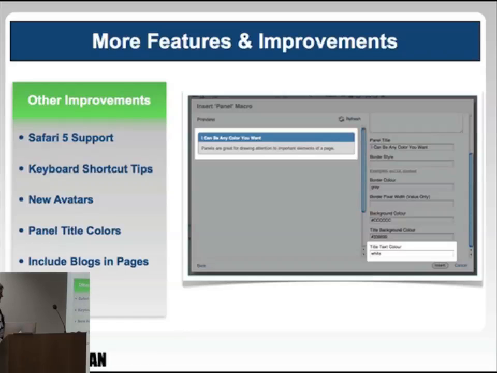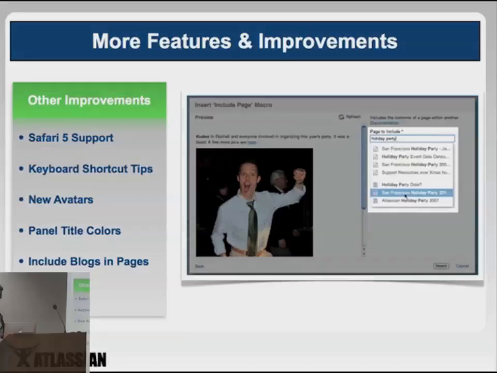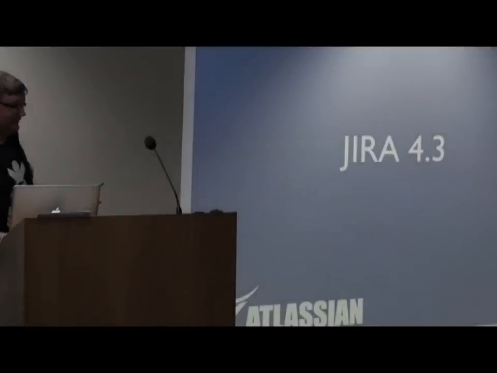There's also the panel macro, which is one of the more powerful macros in Confluence, and yet it's been kind of hard for people to get the power, absolutely. You get a lot more control over that now. So, briefly, JIRA 4.3.